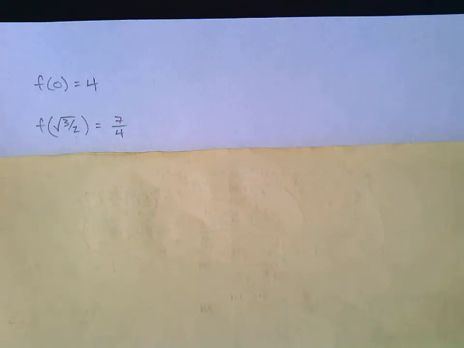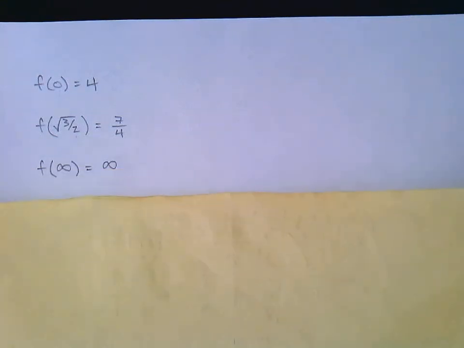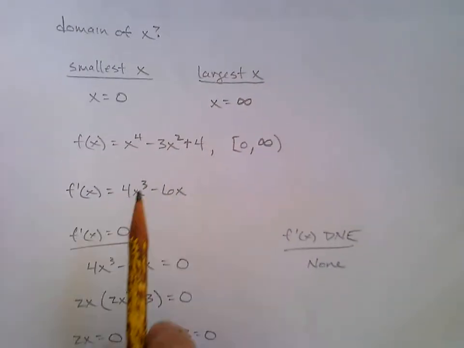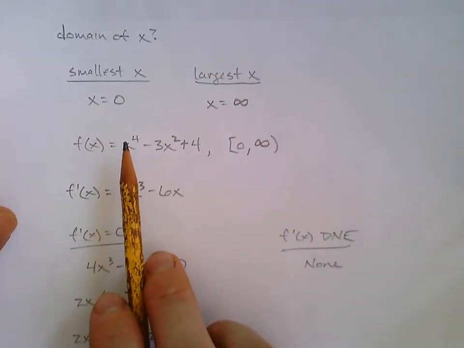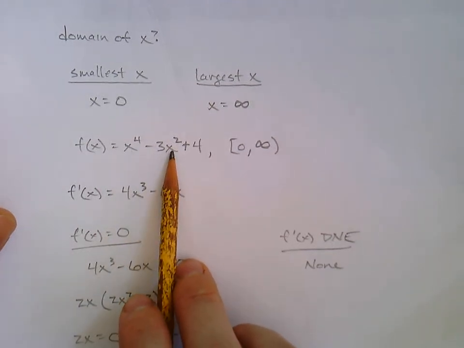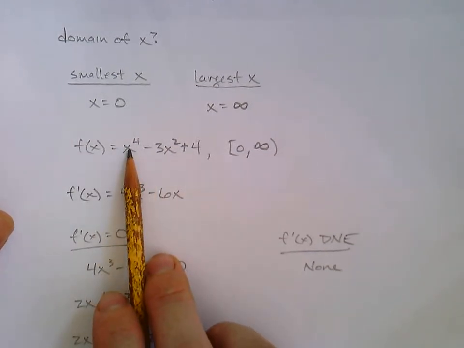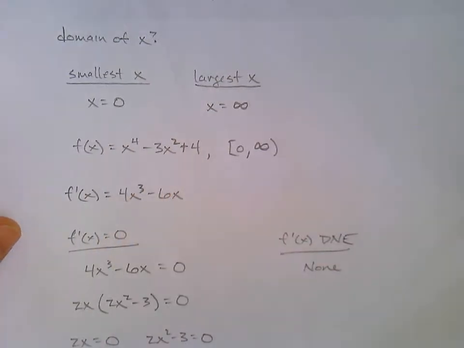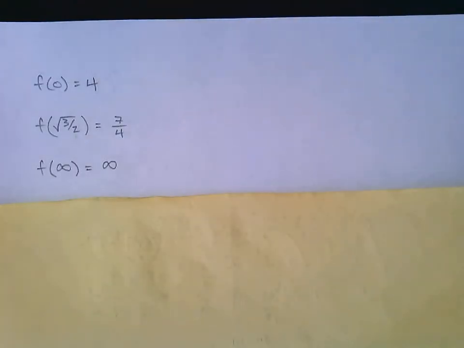Then we need to check that other endpoint. So we checked the 0 already. The other endpoint is infinity. Now technically we should be taking a limit here. We shouldn't say plug in infinity, but it works well enough for us, right? If we plug in infinity, infinity to the fourth minus 3 times infinity squared plus 4, well, the infinity to the fourth will overrun everything, and it'll work out to be positive infinity.